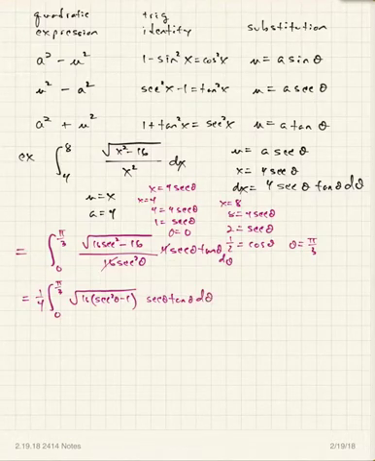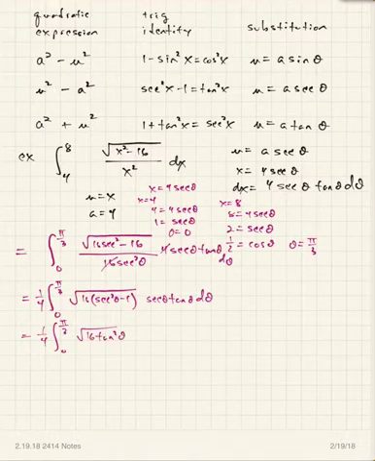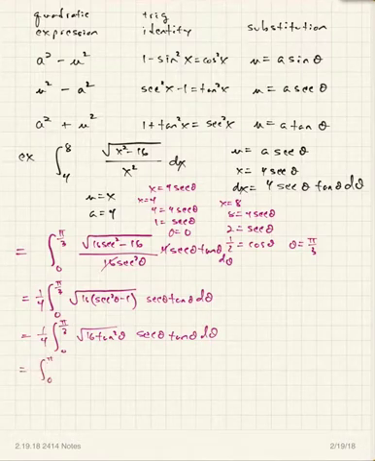So secant squared theta minus 1 is going to be equal to tangent squared theta. So you have the square root of 16 tangent squared theta times secant theta tangent theta d theta. Square root of 16 is 4, and so notice that's going to divide out with the 4 that's outside the integral, so that's good. And then you have the square root of tangent squared, which is tangent, and so you'll have secant times tangent squared.